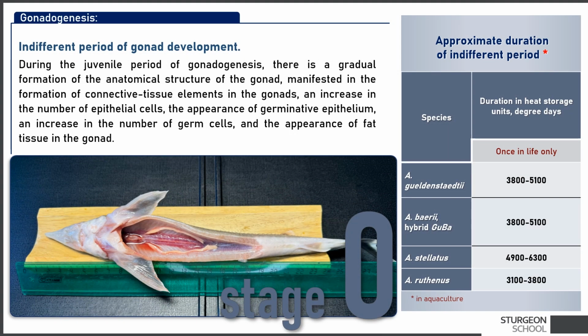Indifferent or juvenile period of gonad development. At this stage, the gonads are laid and formed, and associated changes in the structure of the germ cells occur. As a result of mitotic divisions of primary germ cells, smaller cells defined by the term gonia appear. After a series of mitotic divisions, gonia of various orders appear. The gonia of the last orders are either oogonia or spermatogonia. Signs of anatomical differentiation of the gonads toward the ovary or testis are not detected during this period.